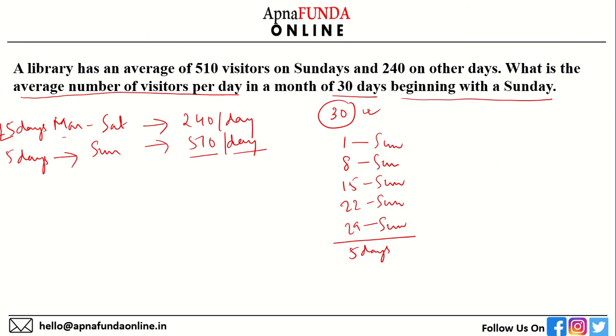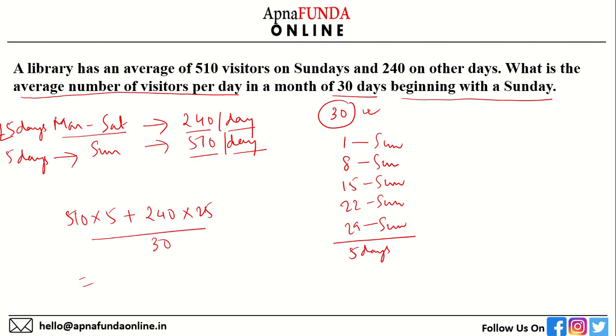25 days, Monday to Saturday, where we have an average of 240 visitors per day. We need to find the average number of visitors per day in the month. Very simple, you just have to calculate. So 510 into 5 plus 240 into 25, divided by 30. Let's solve this.